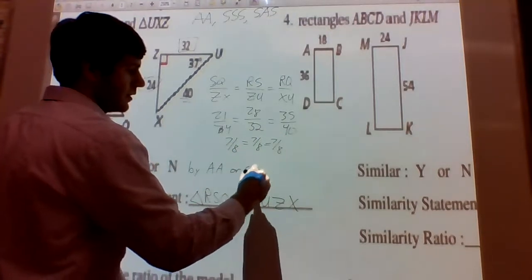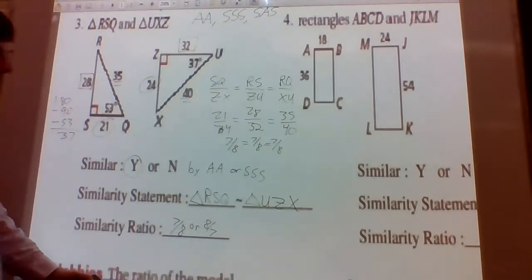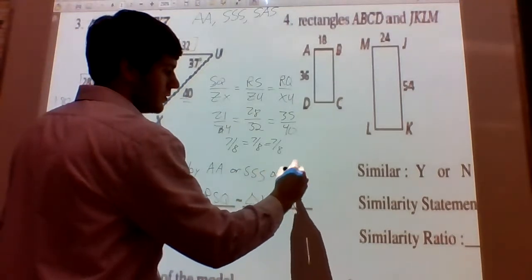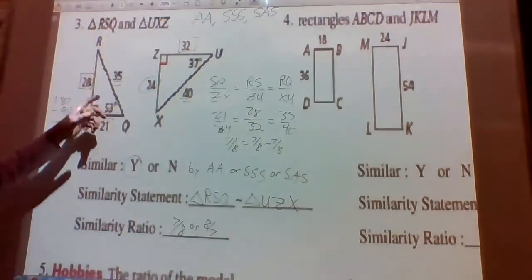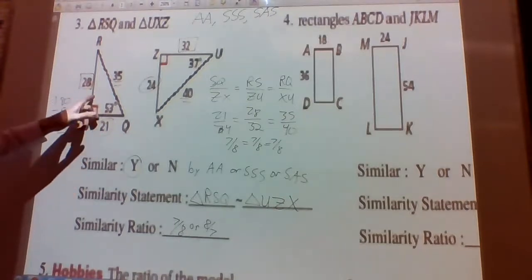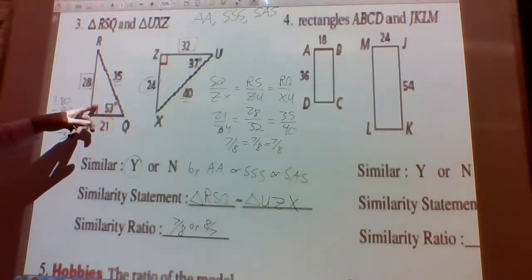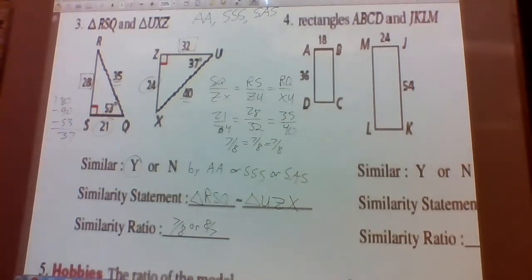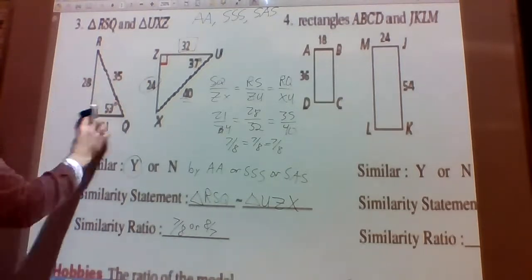Okay, again, we can do side angle side as well. We'd have to show that 2 pairs of corresponding sides are proportional, and then the included angles are congruent. The ratio is going to be the same, so that's good for number 3.